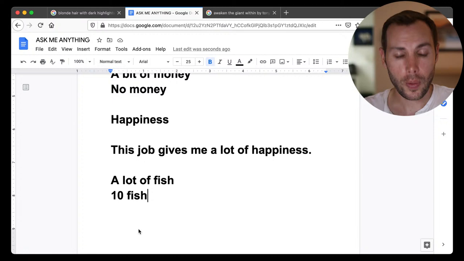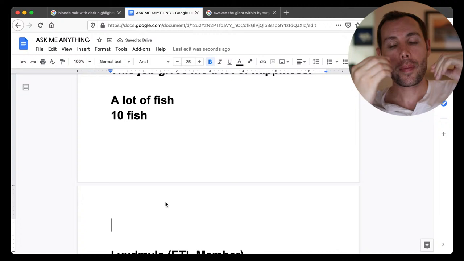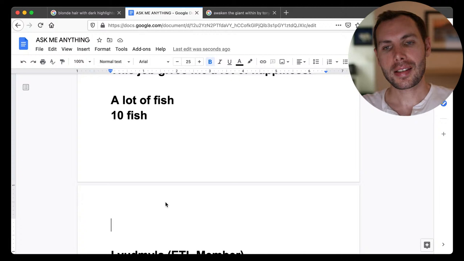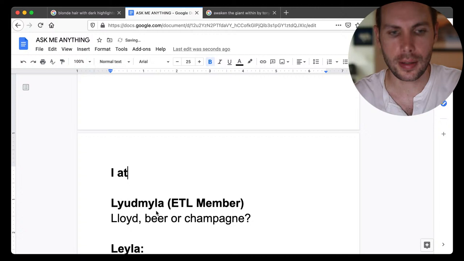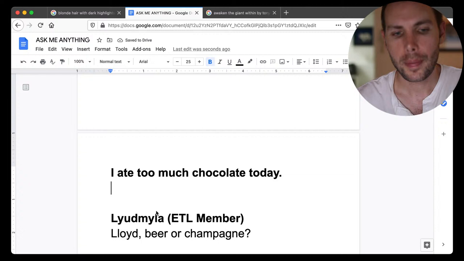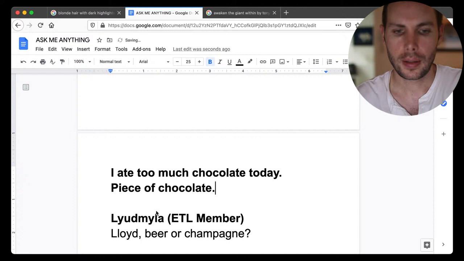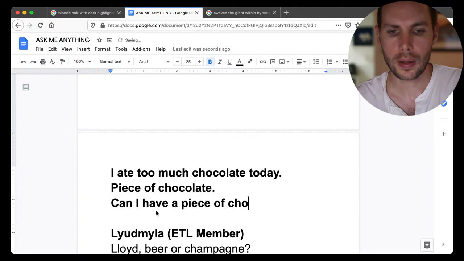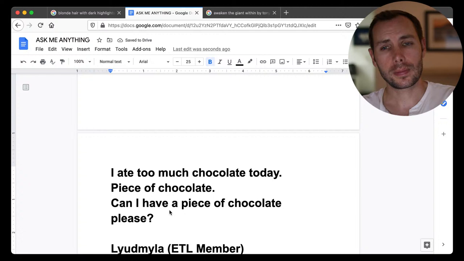So again, for chocolate, chocolate is uncountable. Chocolate itself, the product, the delicious substance is uncountable, right? I ate too much chocolate today. But if we want, we can make it countable though. So we can say, piece of chocolate, right? Can I have a piece of chocolate, please? So yeah, that's another common one.